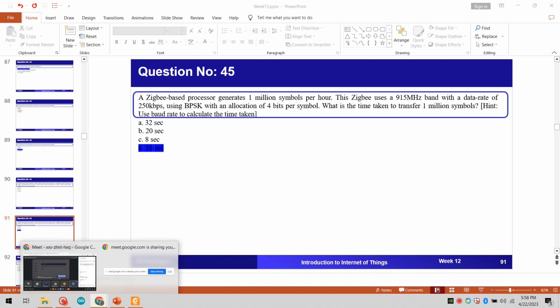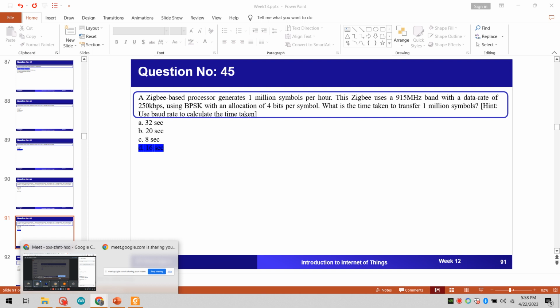So first of all, in the question it is given that Zigbee uses this. First you have to calculate the time taken to transfer 1 million symbols. 1 million symbols means in one symbol there are 4 bits. So total data to send is 1 million multiplied by 4, which is 4,000,000. This is the data we need to send.